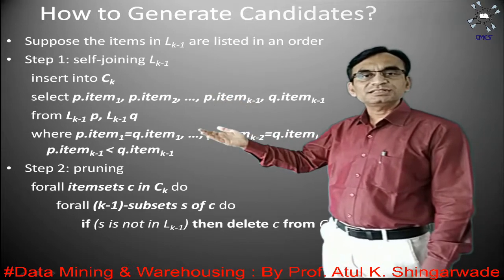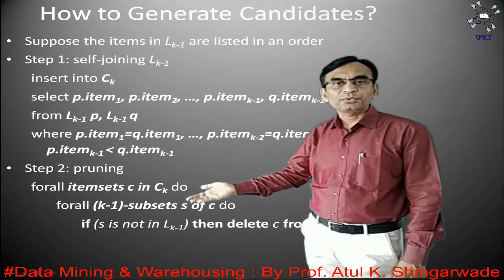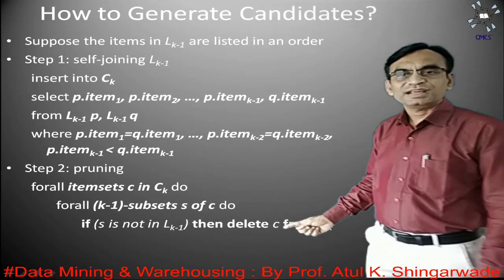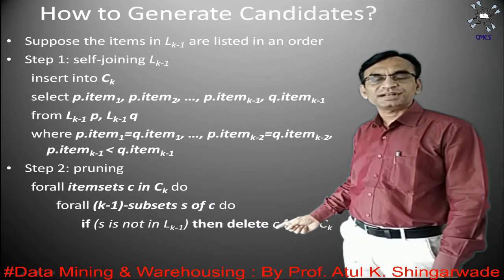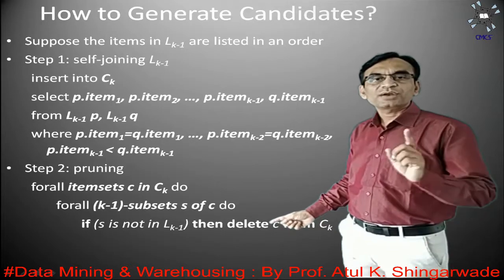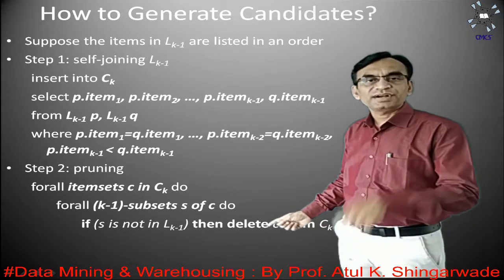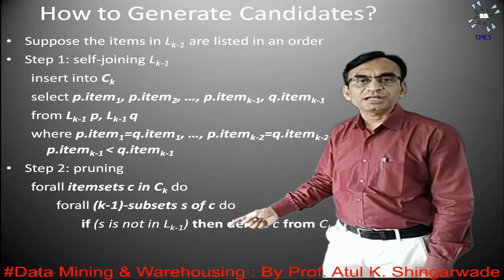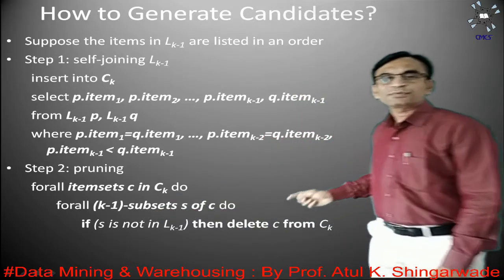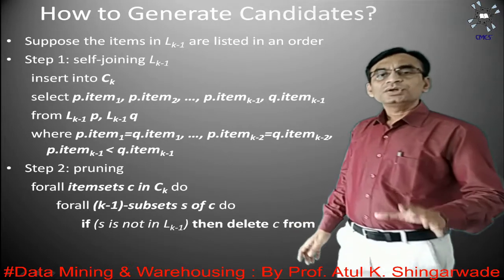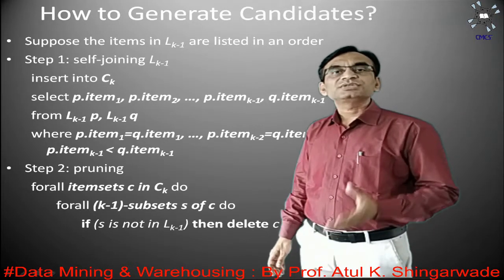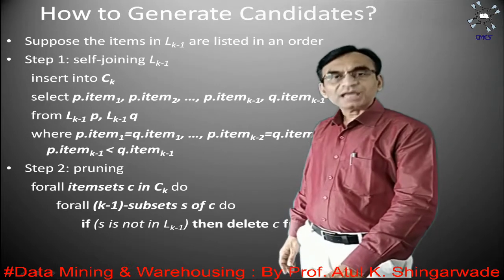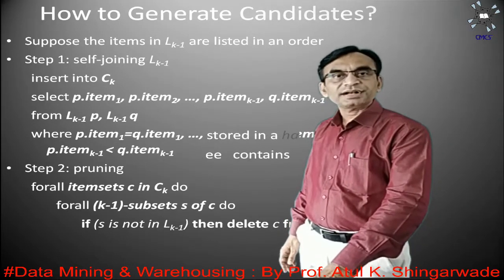Then once the self joining step is done, we have to apply the pruning step, and in the pruning step, of course, we are going to delete. That's why this particular query is written here. We are going to delete infrequent items, and that's why it is said that if S is not in L(k-1), then delete C from C(k). That means we have to delete those infrequent data sets which do not satisfy the minimum criteria. Likewise, these particular candidates are generated.